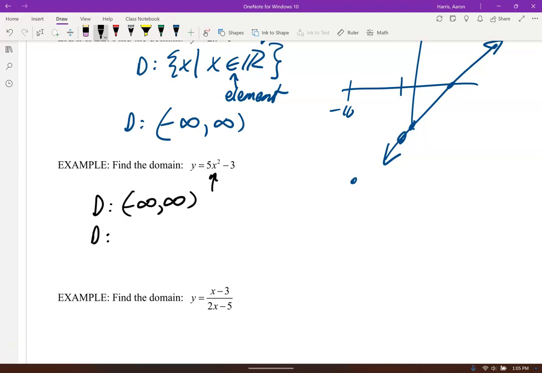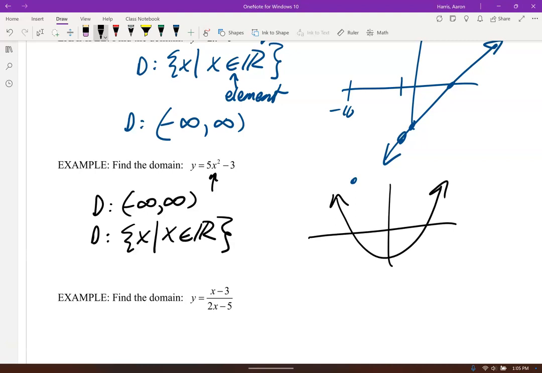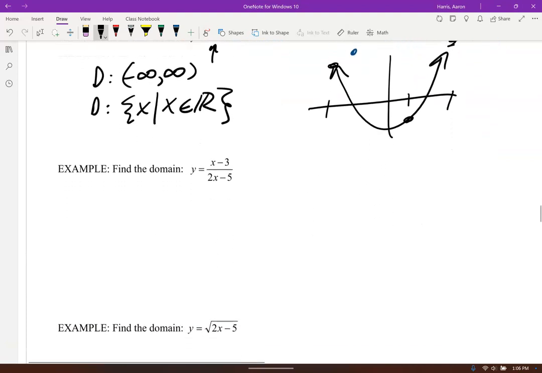So I could say that in interval notation, or here it is in set notation. X is an element of the reals. And if you look at this graph, this is a quadratic, by the way. It doesn't matter what you pick for x, it'll have some y value, right? I pick that. Anywhere I pick an x, it'll have a point on the graph.